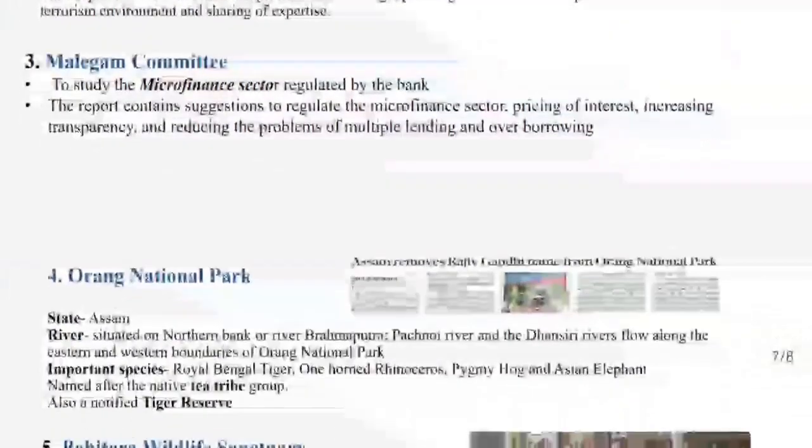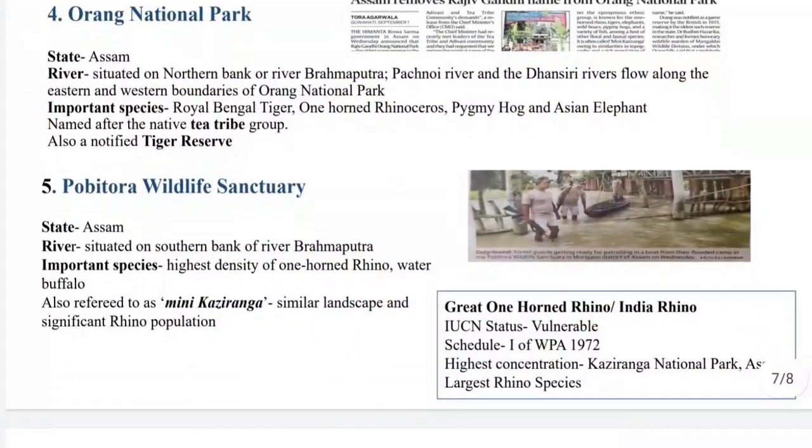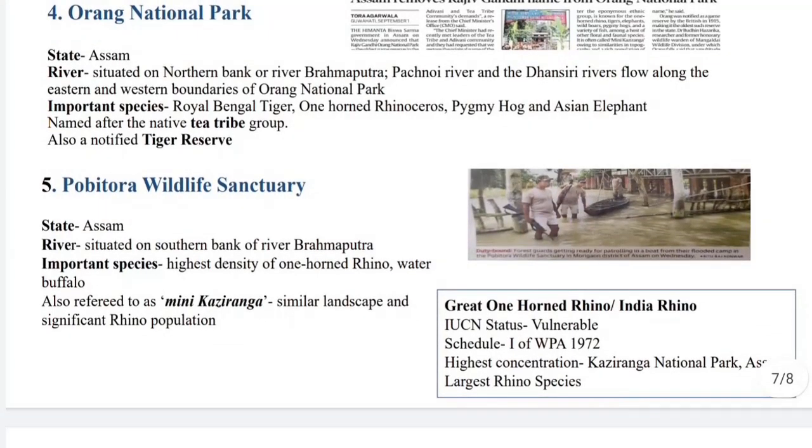Next we have the Orang National Park. The national park is situated in Assam and it is situated on the northern bank of river Brahmaputra. The Pachnoi river and the Dhansiri river flow along the eastern and western boundaries of Orang National Park. The important species here include the Royal Bengal tiger, the one-horned rhino or the Indian rhino, pygmy hog, and the Asian elephant. It is also notified as a tiger reserve. It is named after the native tea tribe in the region.